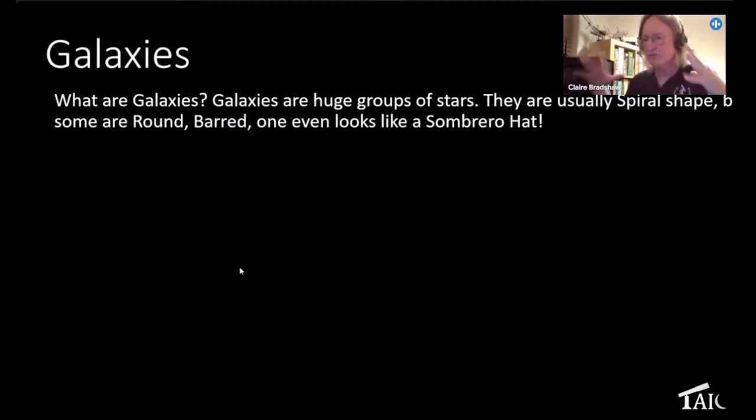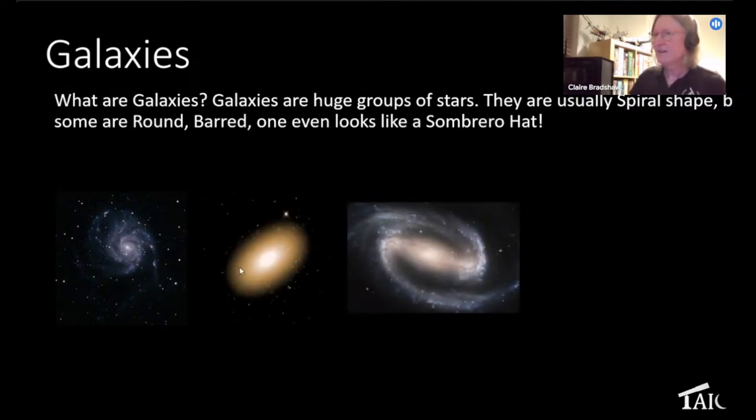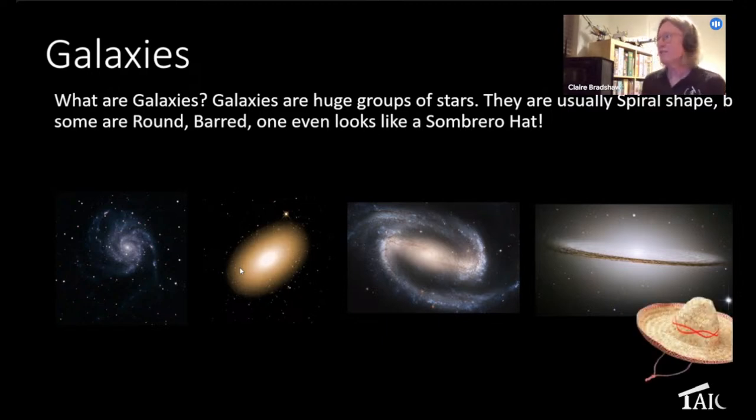So I'm going to cover some real big things and then crunch down to some very basic things for this Universe 101. A lot of this stuff is going to be fairly basic to most. So looking at galaxies, there are a variety of different types of galaxies: the spiral shaped, the round shaped, the barred shaped, and even one that looks like a sombrero hat.